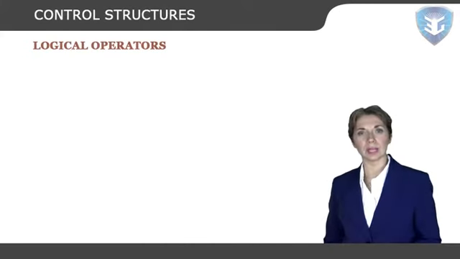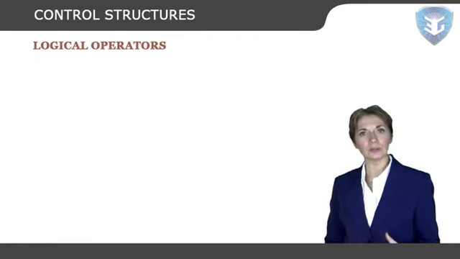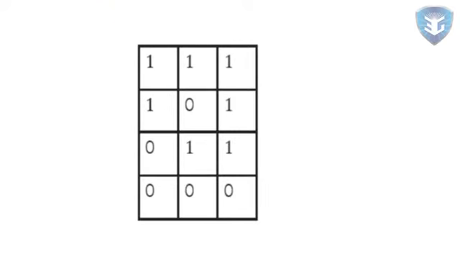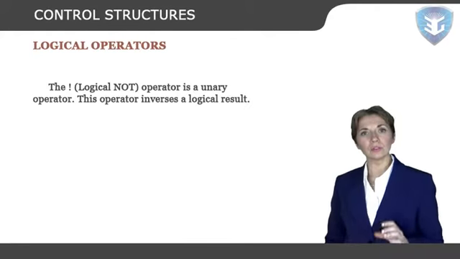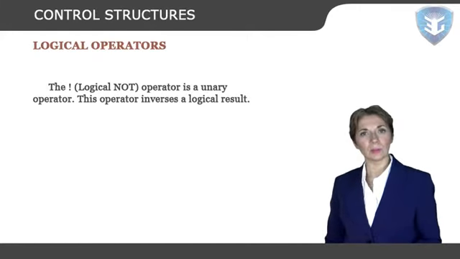Look at the truth table for logical AND on the screen. Look at the truth table for logical OR on the screen. The logical NOT operator is a unary operator. This operator inverses a logical result.